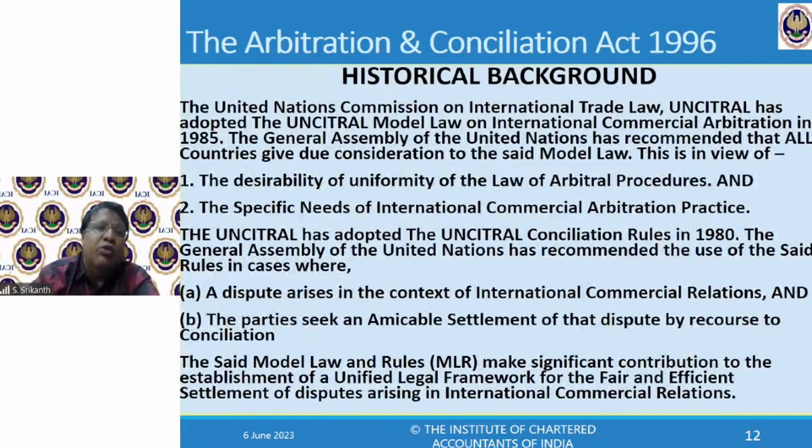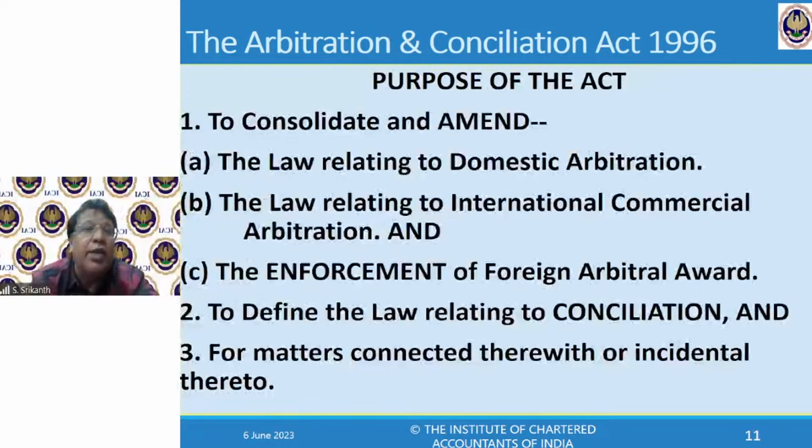Just to give a quick background, the United Nations Commission on International Trade Law, called UNCITRAL, adopted the UNCITRAL Model Law on International Commercial Arbitration in 1985. That means we are now party to the international treaty, and this law is based on the UNCITRAL model. The United Nations gave a model law and model rules, and said that as best as possible, your law in India should align with this, which is why we needed to create a totally new law called the Arbitration and Conciliation Act.